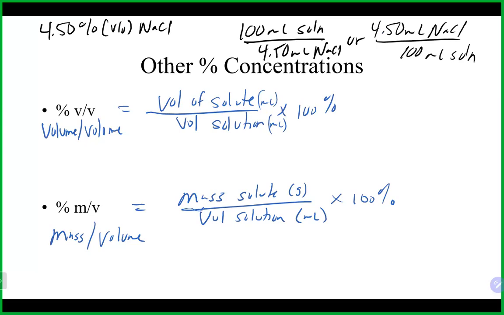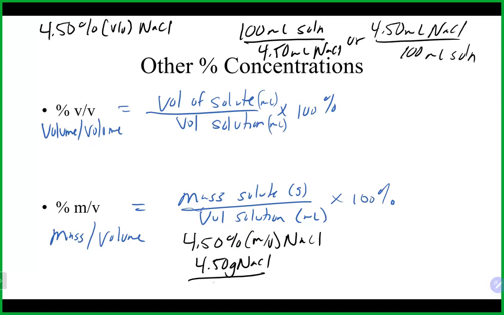And same thing with the one on the bottom. If you had, using the same number here, 4.5% mass to volume sodium chloride, that would mean that you have 4.5 grams of sodium chloride in 100 milliliters of solution, or in 100 milliliters of solution, you got 4.5 grams of sodium chloride. So again, you could kind of turn these into conversion factors.